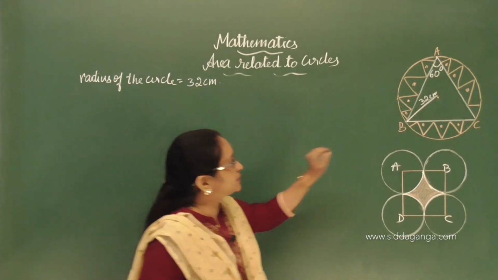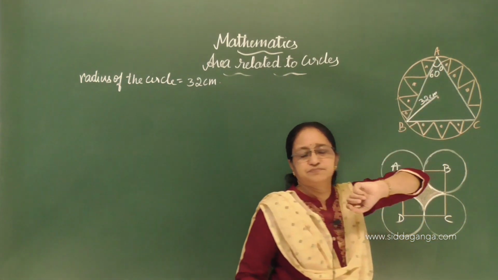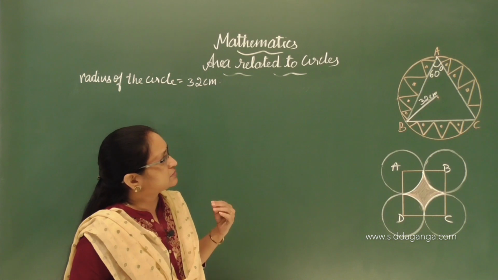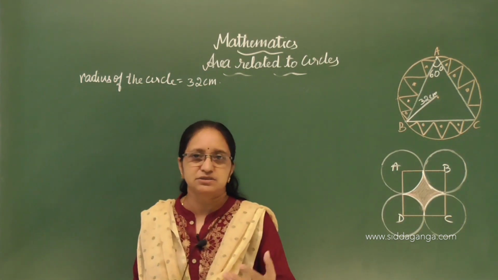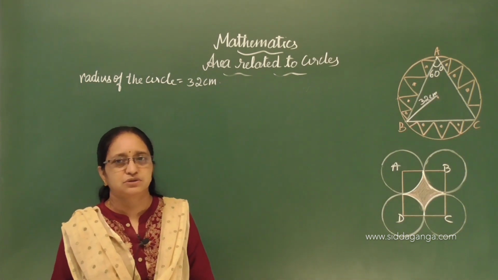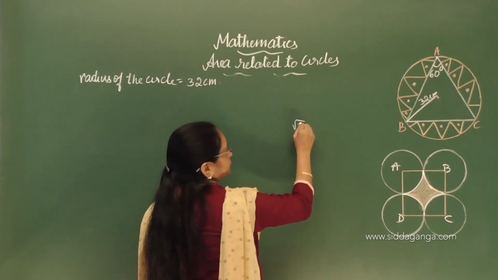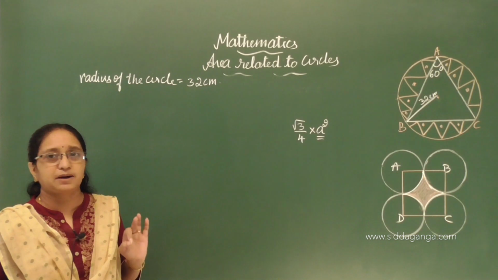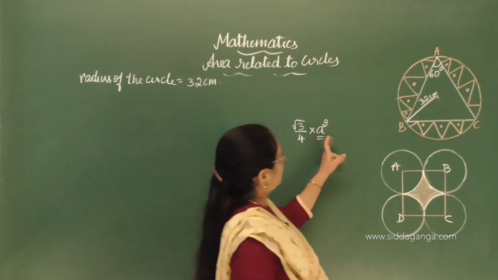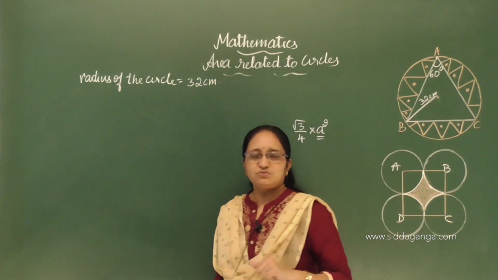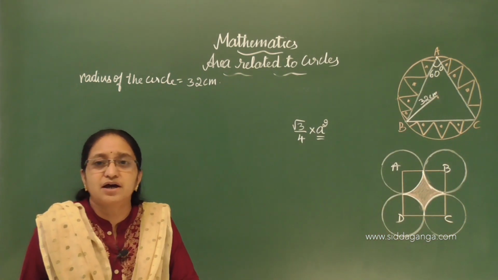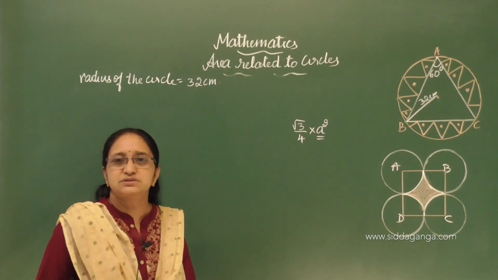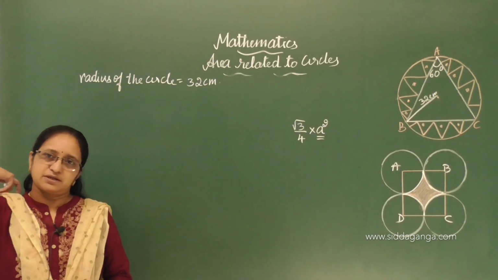But how will you find out the area of the triangle? Yes, of course, it is an equilateral triangle, no doubt, because they have given triangle ABC is an equilateral triangle. You all know the formula also, that is root 3 by 4 into a square. So, this is the formula. But the problem is they have not given the side here. What is the side of the equilateral triangle? They have not given. So, you need to find out the side of the equilateral triangle.